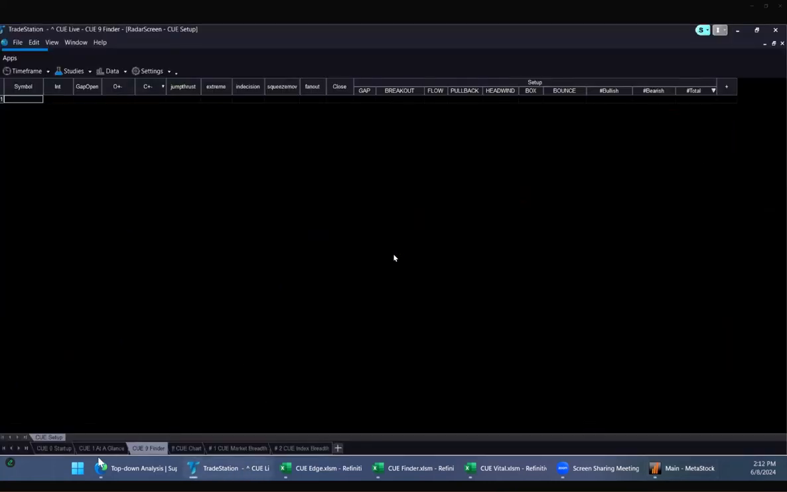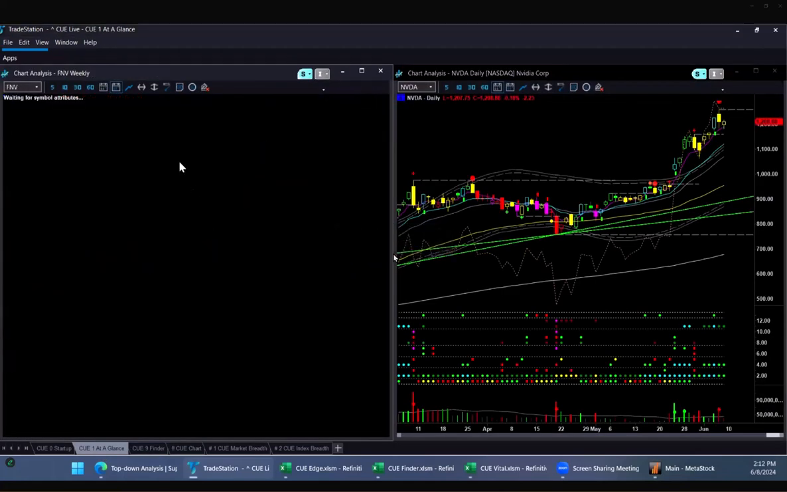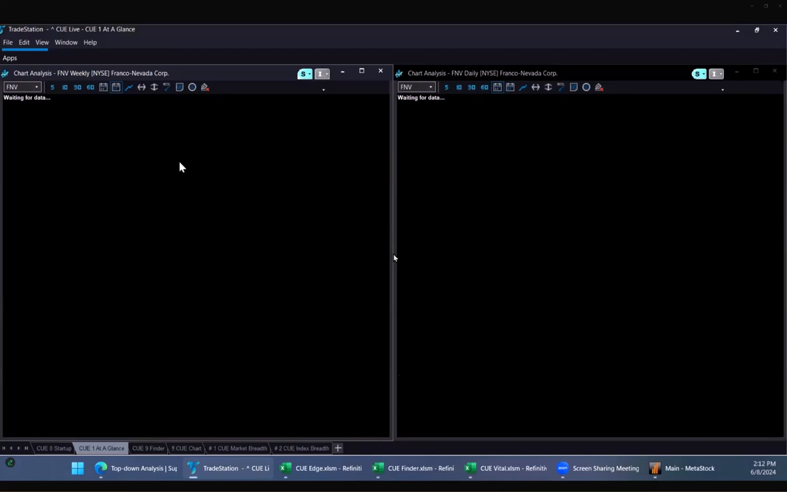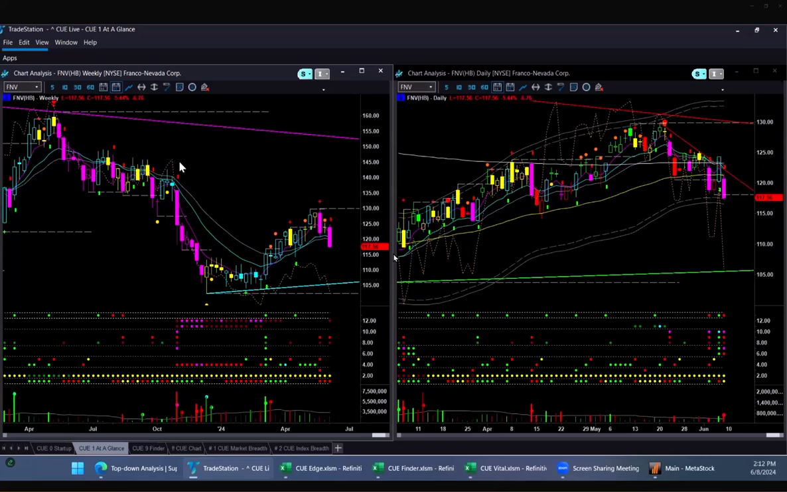Now is the time to look at its weekly and daily. FNV. Top-down approach in 100% real time using color codes. I like to short it. No other thinking. Just one second, look at it. I'm looking at it live. Weekly coming down, bearish backdrop. Daily has a flow short setup. We already know that. That's how I found them.